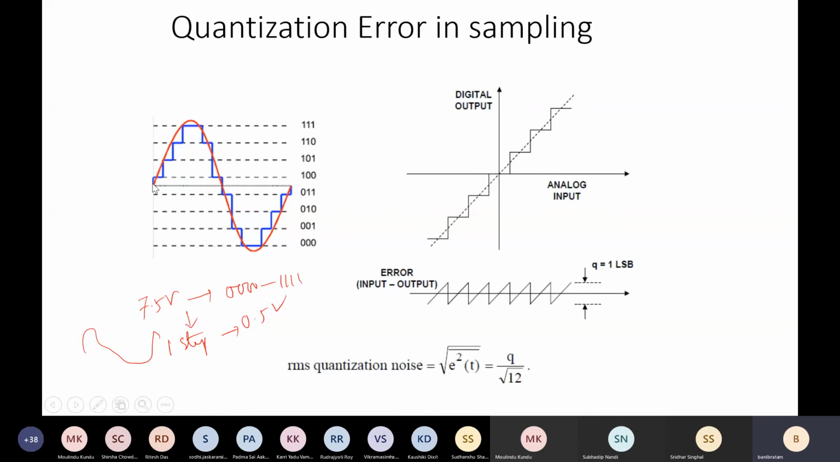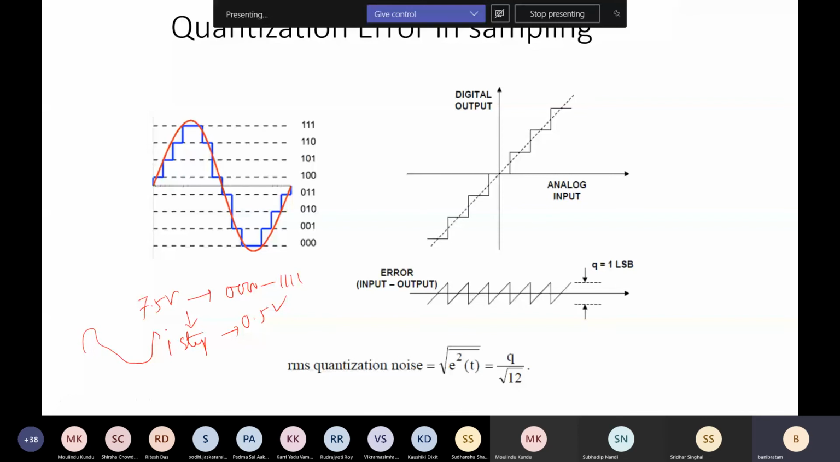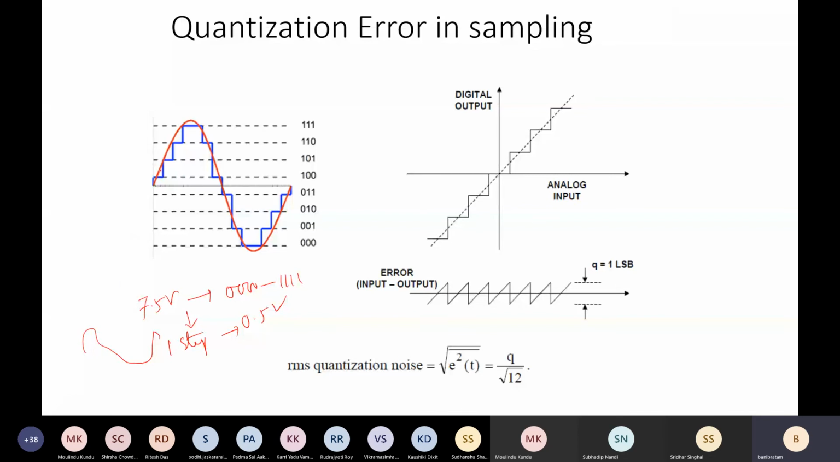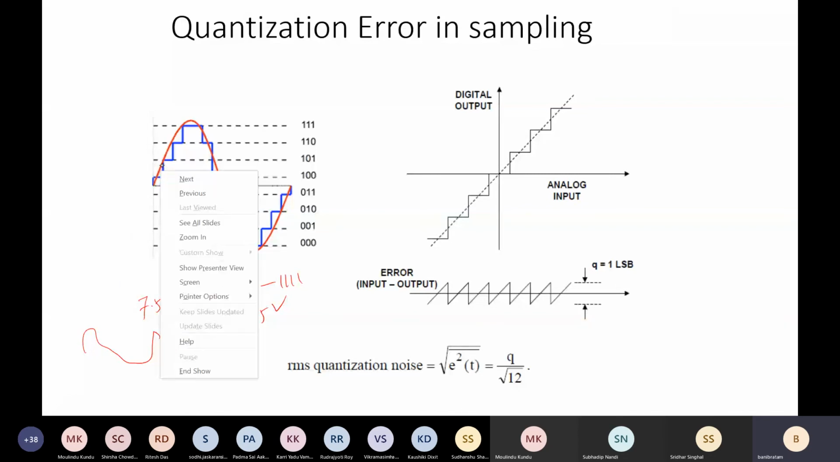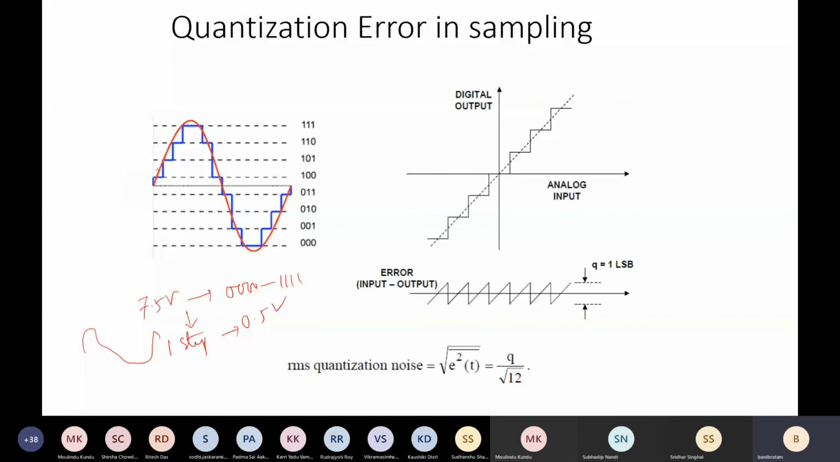Here you can see the red one is the analog signal, and when we convert it into digital, we get this type of staircase, right? Each step of the staircase corresponds to each level. Now if I have some value in between, I will not get the exact value. Rather, I have to approximate it to either 101 or 100. In that way, the quantization error comes.